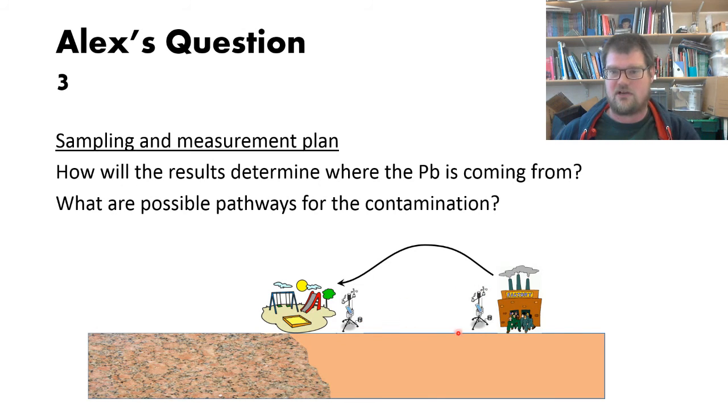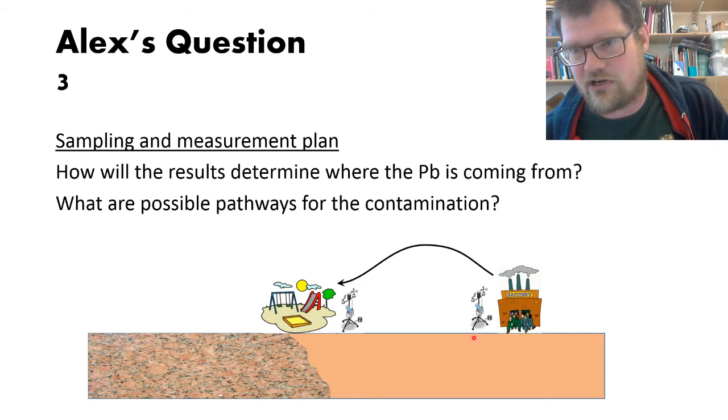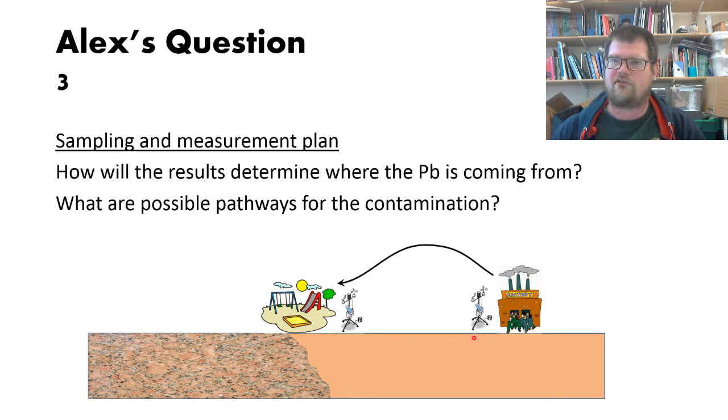If you could correlate the variability in the lead concentration between these two stations, that would indicate that perhaps the factory is a source of lead to the playground. A simple correlation wouldn't necessarily prove that. It might be that the playground is providing lead to the factory, but having some reasoning for your choice of where you put out your samplers is important.